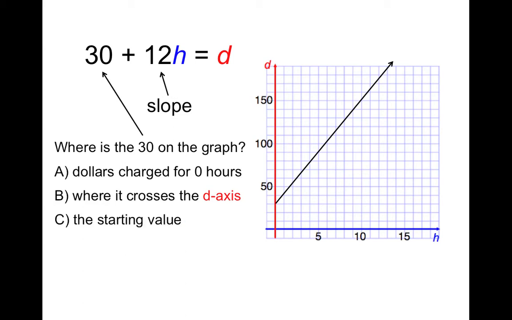Could we think of $30 as the starting value of this relationship? Or is it really all of these choices? What do you think? All of these descriptions are a good way to think about the 30. It's right here. It's where it crosses the vertical axis. It's the starting value of the relationship. And it's how much money Claire's mom pays for just the supplies for 0 hours of labor.